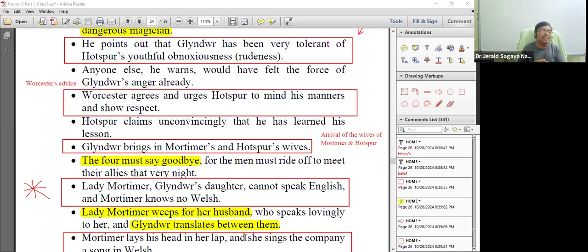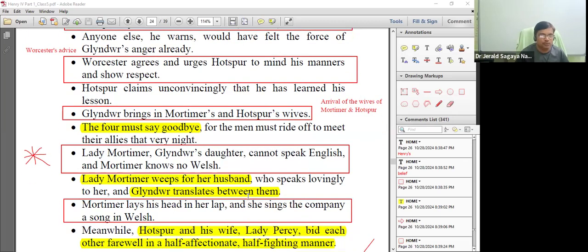And you find something very interesting here. You find that Hotspur and his wife already had a cousin, and their relationship is very strained. So they are half affectionate and half fighting. But they are coming together and they are speaking and they are trying to bid farewell to each other.